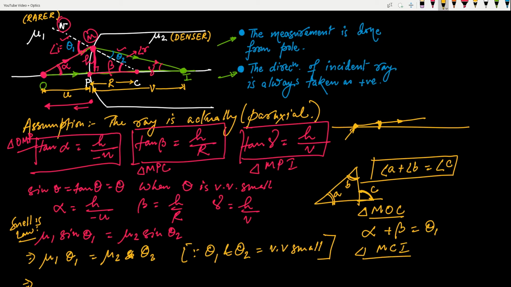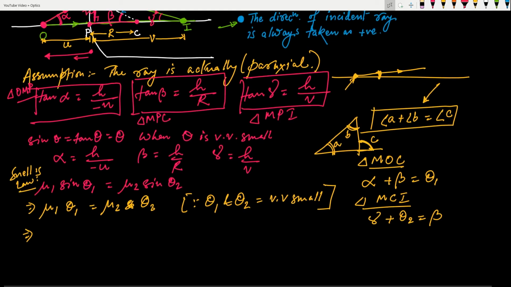And for triangle MCI, we can say that angle gamma plus angle theta 2 should be equal to angle beta. Look into the figure and this will be clear. We are applying this concept. So from here we will find out the value of theta 2, and we will be using that in Snell's law. So theta 2 can be written as beta minus gamma. Now we'll put the value here and here.